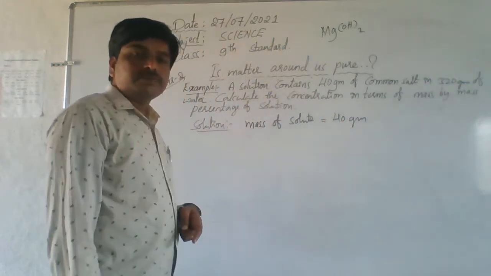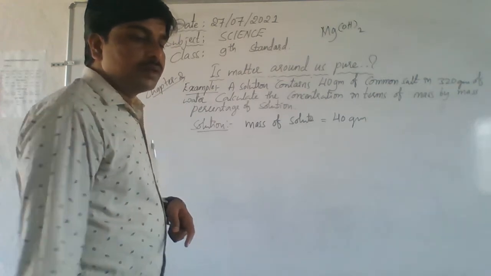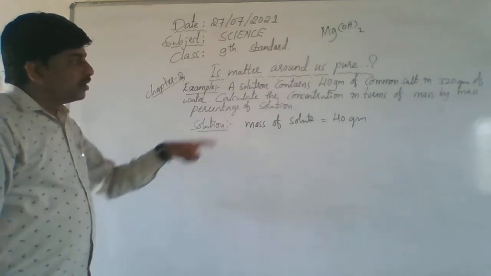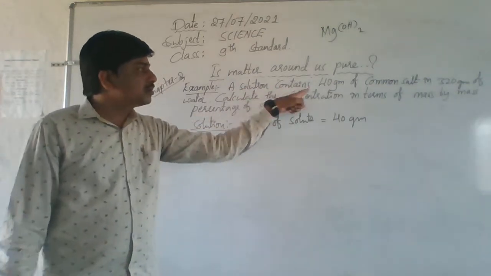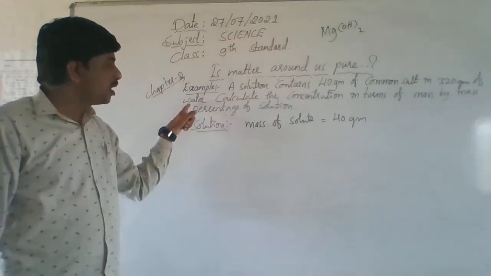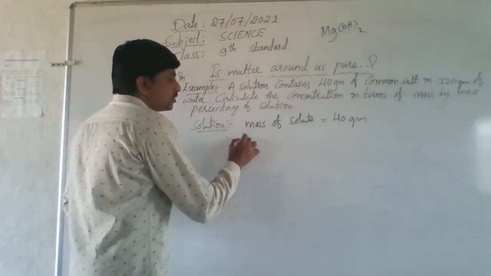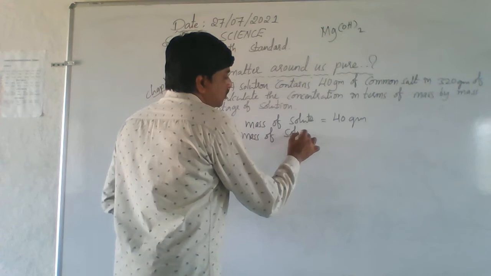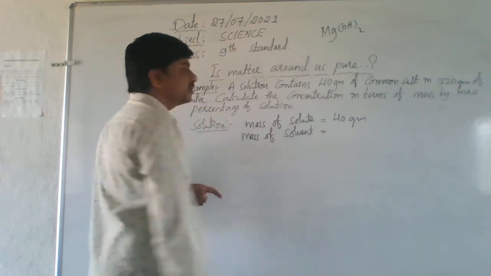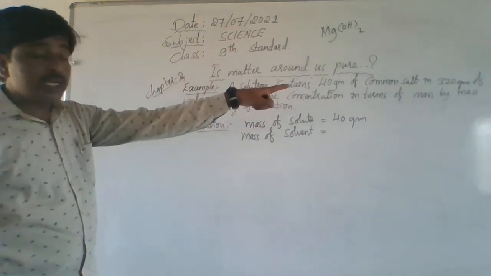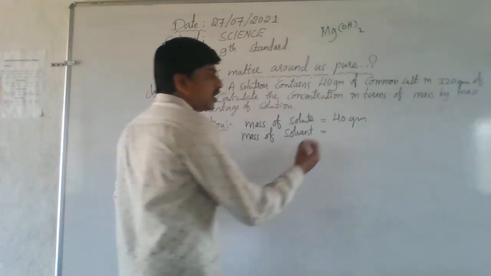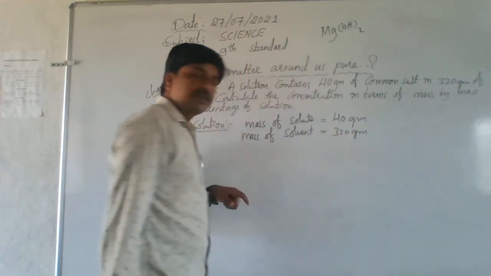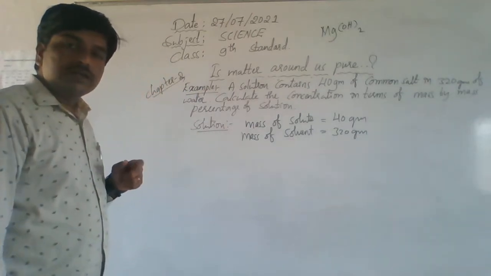Then water is there. Water is the solvent. Here solute means salt, and solvent means water. So mass of solvent is given as 320 gram of water. That is the solvent. Understand?